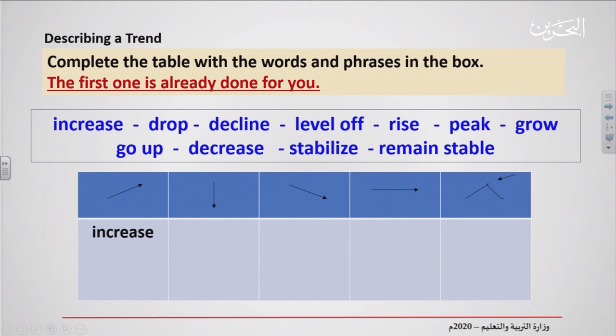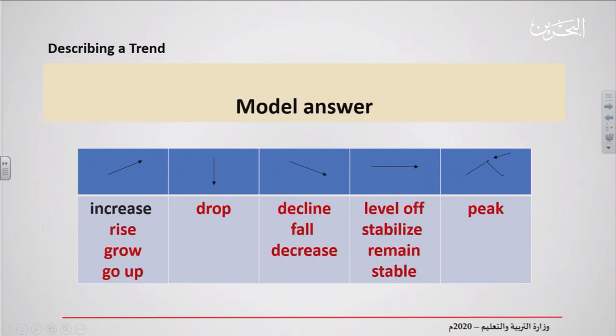All right, let's check your answers. First column, increase, rise, grow, go up. Second column, drop. Third column, decline, fall, decrease. The fourth column, level off, stabilize, remain stable. And the last one is peak.